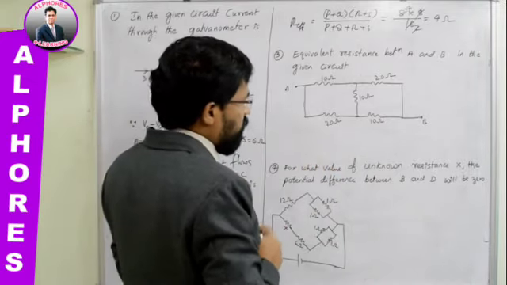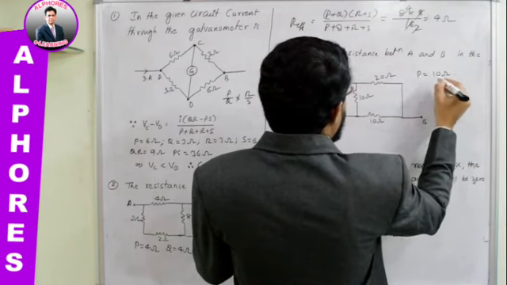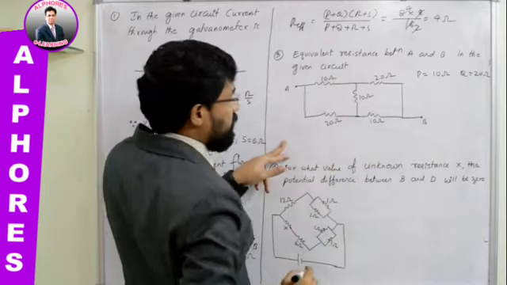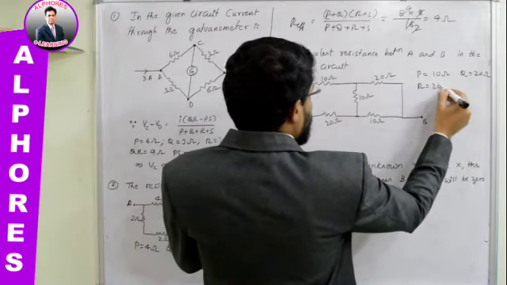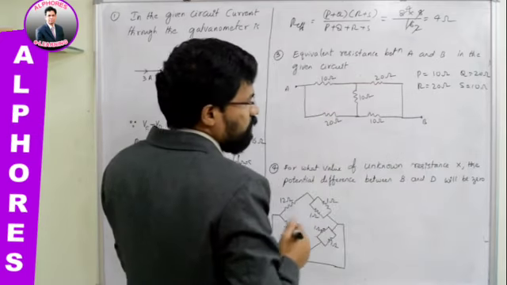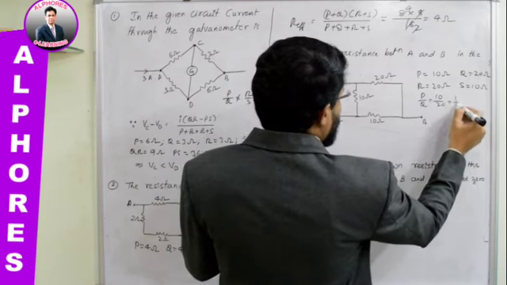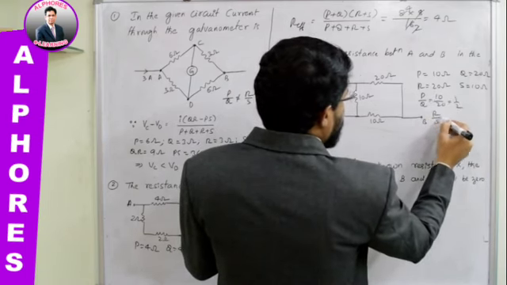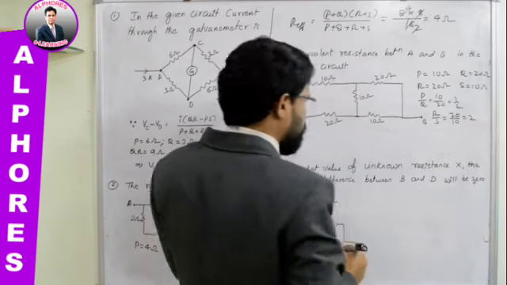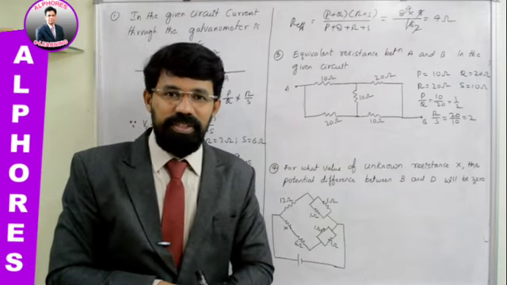But is it balanced or not? Let us check that. Here what is P? P is equal to 10 ohms. Q is equal to 20 ohms. P is 10, Q is 20. And R is equal to 20 ohms. S is equal to 10 ohms. Now tell me, P by Q is how much? 10 by 20, 1 by 2. What about R by S? R by S is equal to 20 by 10, which is equal to 2. So P by Q is not equal to R by S. It means the bridge is not balanced.